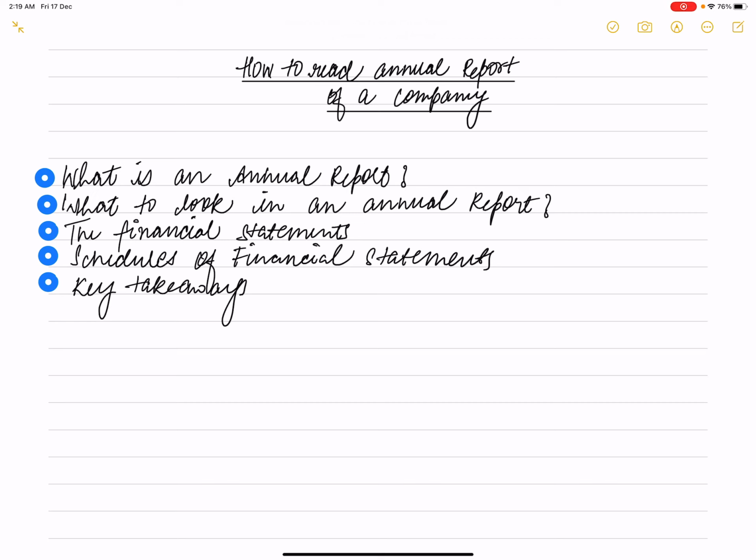The standalone statement contains the financial numbers of only the company under consideration. However, consolidated numbers contain the company and its subsidiaries' financial numbers too. So, this is all about how to read the annual report of a company. In the subsequent chapters we will learn how to read the financial statements.